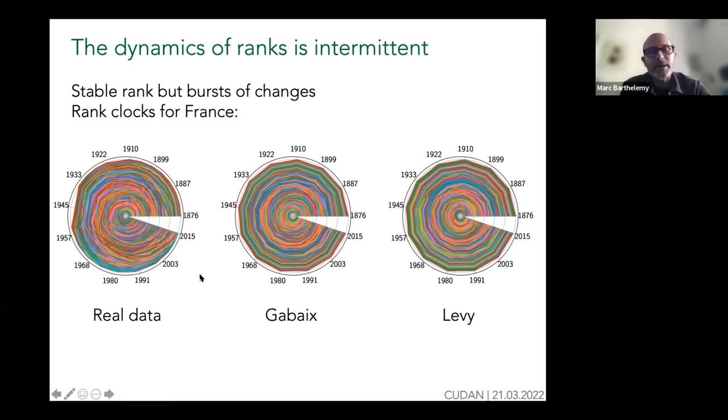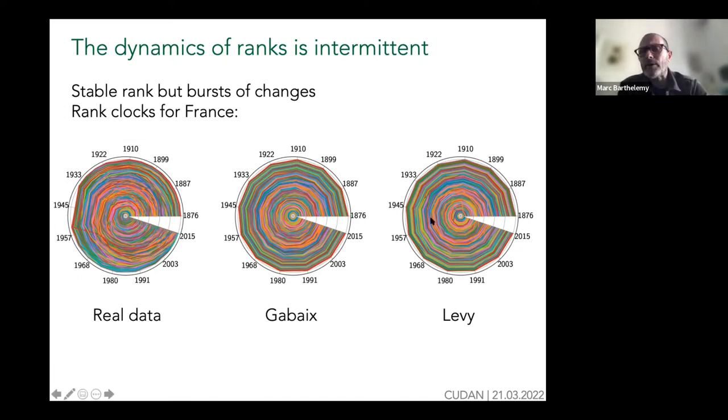So this is really the rank, as I showed you before, for the largest cities in France. You see some turbulence, and the rank is changing. And in the middle, this is what was proposed by the Gabay model in 2000. There's absolutely no turbulence. The ranks are staying basically constant. So in fact, the Gabay model, even if it predicts some kind of Zipf flow all the time, which is not correct, is unable to predict the change of ranks.